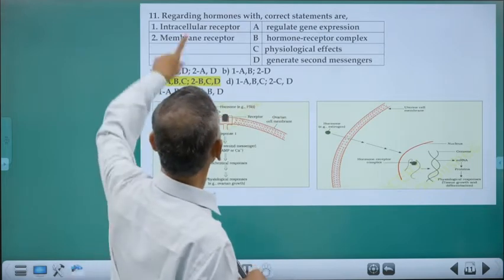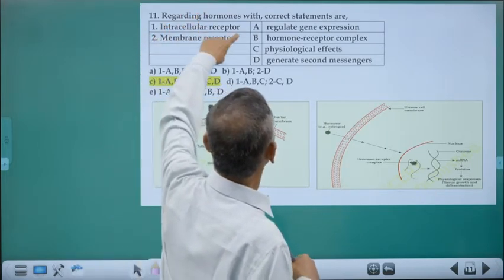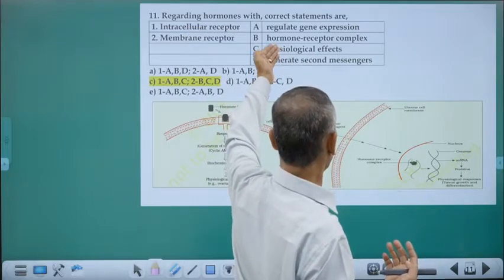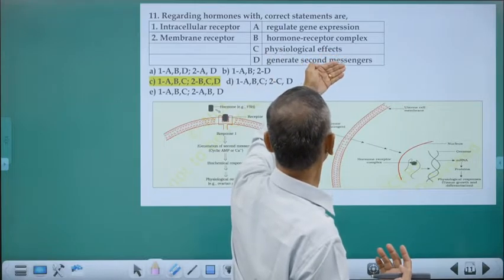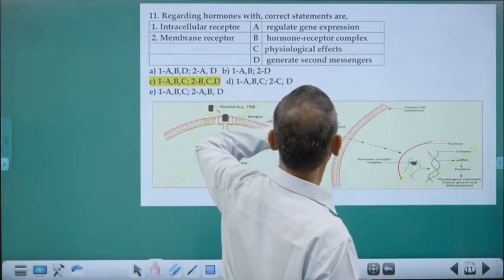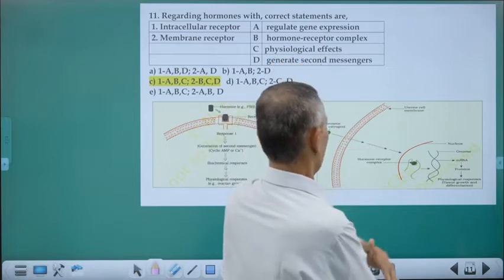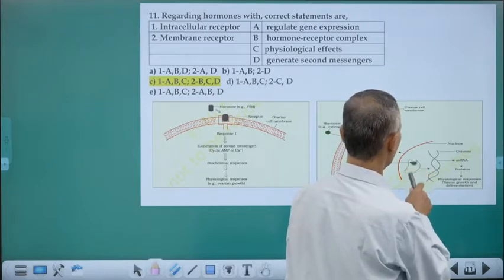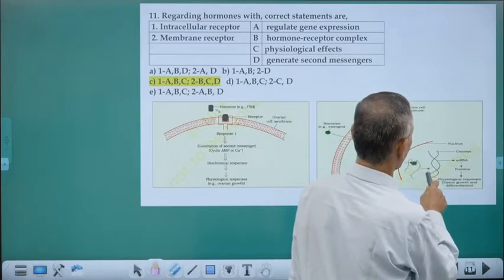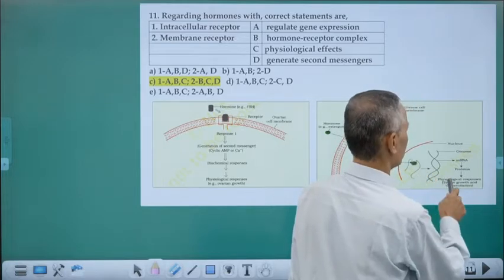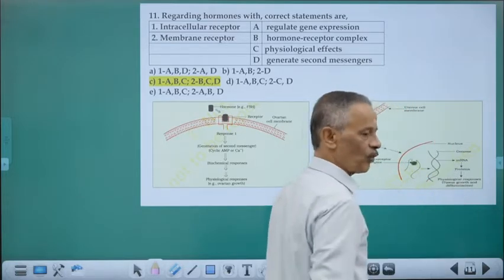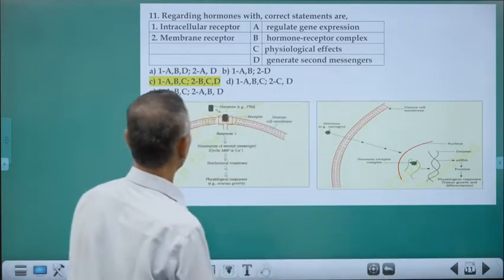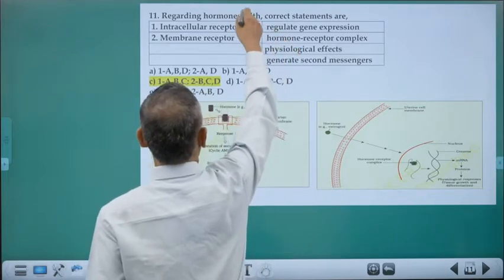So intracellular receptors regulate genes. All hormones combine with the receptor to form a hormone-receptor complex, and that will have physiological effects. Once they combine with a specific region of the genome, that part becomes active, producing mRNA, and based upon the mRNA, a protein will be produced. That protein will be used for producing a hormone or an enzyme, and the metabolic activity will be activated. So we can have all three for A.